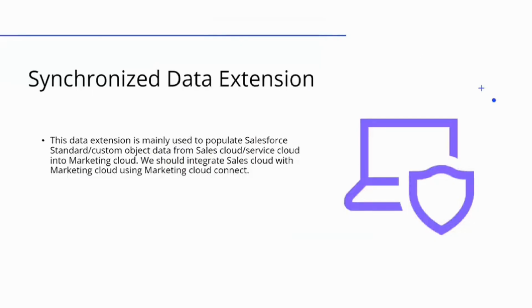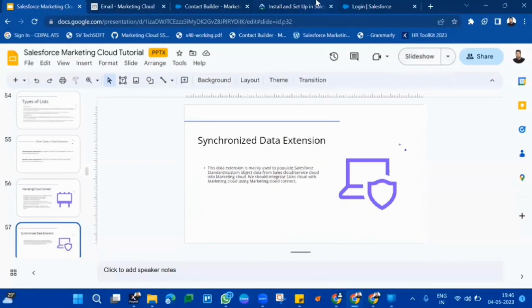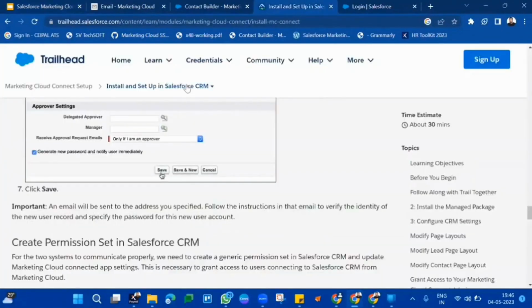This data extension is mainly used to populate Salesforce standard and custom object data from Sales Cloud and Service Cloud into Marketing Cloud. We should integrate Sales Cloud with Marketing Cloud, then only we can get data from the synchronized data extension. So guys, you have to go to this Trailhead article.